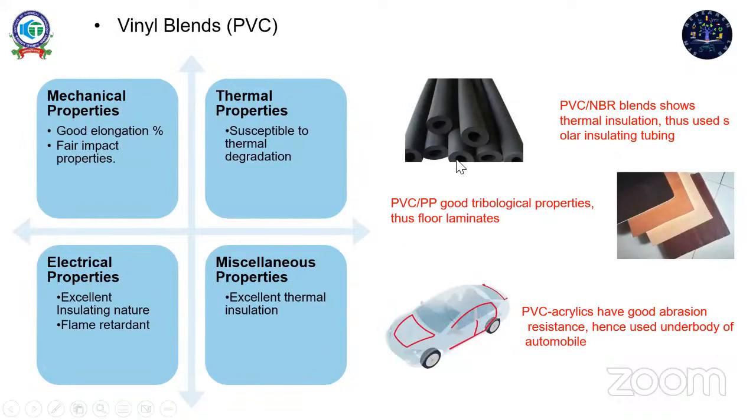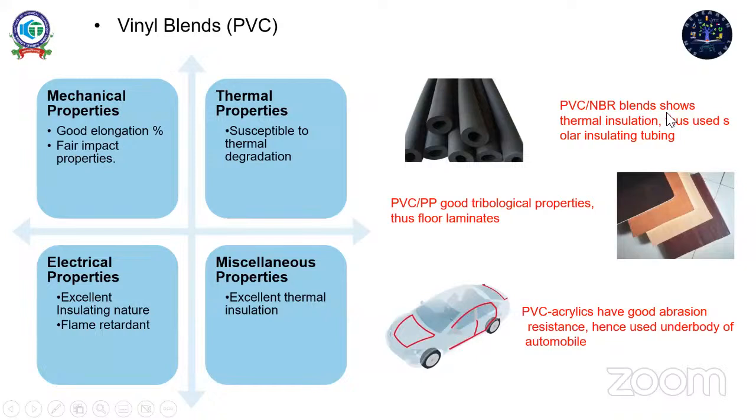Then vinyl blends. For vinyl blends, generally PVC based, they are susceptible to thermal degradation because vinyl blends are heat sensitive materials, but they can give you fair impact properties. They can give you good insulating nature, and due to the presence of chlorine in the vinyl blends, it can give you flame retardancy. Okay, and these PVC based blends or vinyl blends are generally mixed with NBR, nitrile butadiene rubber.